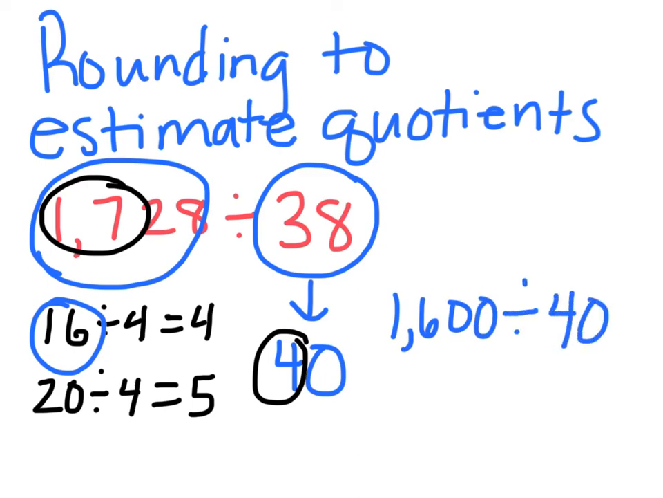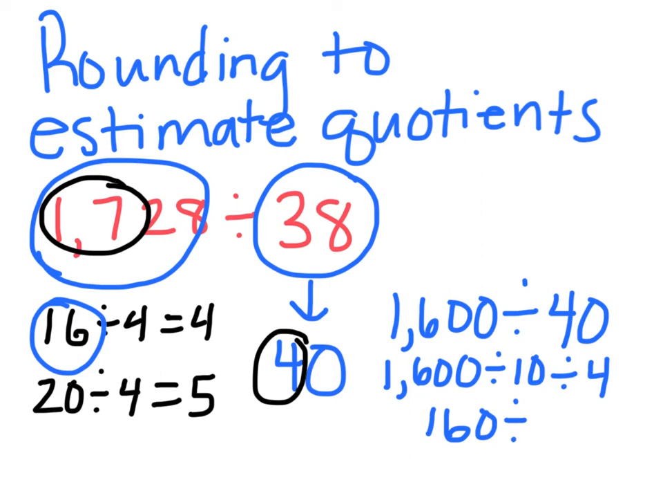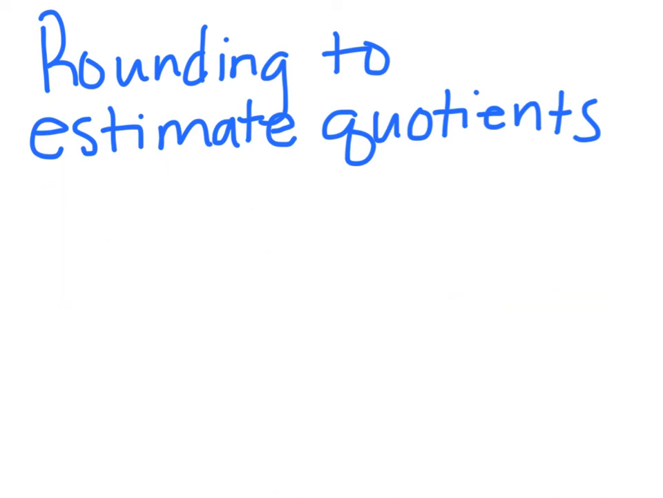If we break that problem apart to solve it, it becomes 1,600 divided by 10 divided by 4. Using the rule of 10, 1,600 becomes 160 divided by 4, giving us a final answer of 40. 1,728 divided by 38 is about 40. Let's try another problem like this.